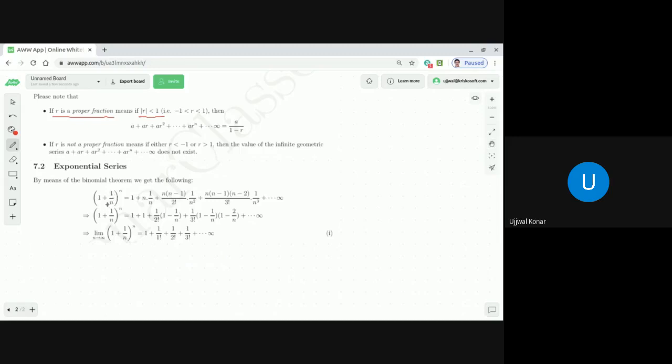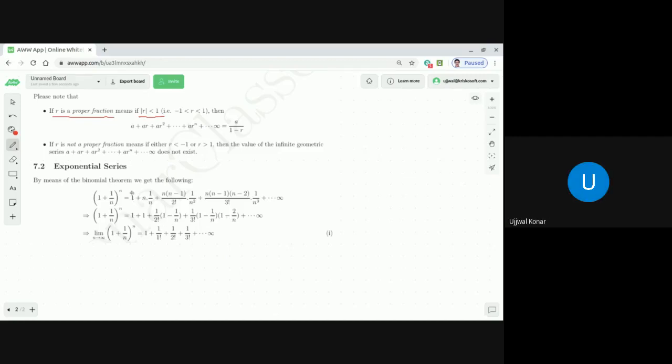If you see that 1 plus 1 by n power n, that expansion is 1 plus n into 1 by n plus n into n minus 1 by factorial 2 into 1 by n square plus n into n minus 1 into n minus 2 by factorial 3 into 1 by n cube and so on. That you assume for the time being, dear students, because when you discuss binomial theorem, you'll see all these things in detail. But you have a good concept about the factorial, correct? And we have rearranged that term.